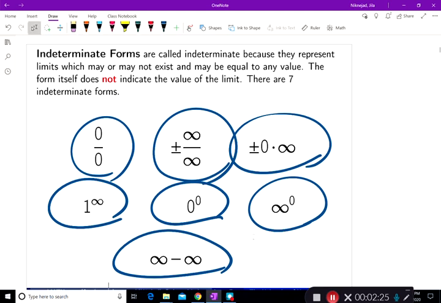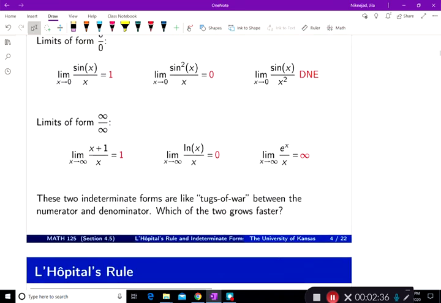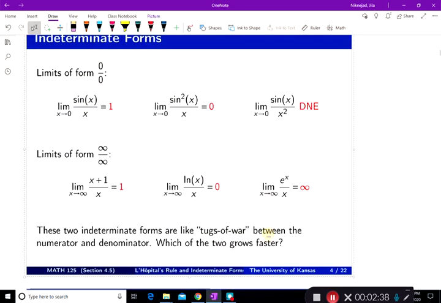And so when you get any of these, you have to do some simplification to figure out if the limit exists, and if it exists, what value it is. Now, let's discuss a few limits of 0 over 0.